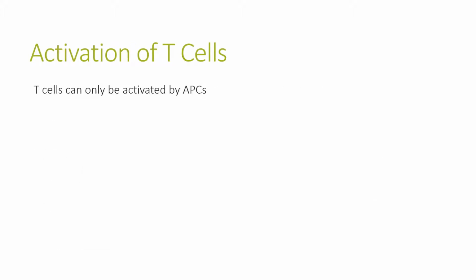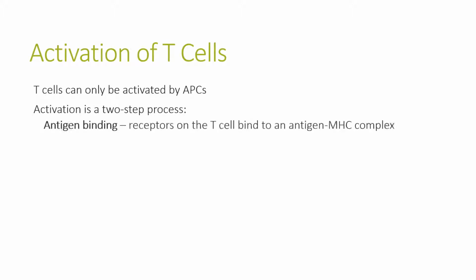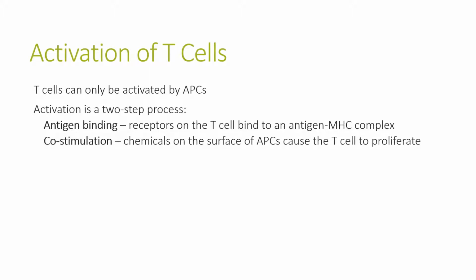T cells can only be activated by antigen-presenting cells, and this activation is a two-step process. The first step is the antigen binding. Receptors on the T cell bind to an antigen MHC complex. Also keep in mind that each T cell has receptors that are all of the same three-dimensional shape. Each T cell will only be able to respond to one kind of antigen, specifically to one kind of antigen MHC complex. The second step in the process is called co-stimulation.